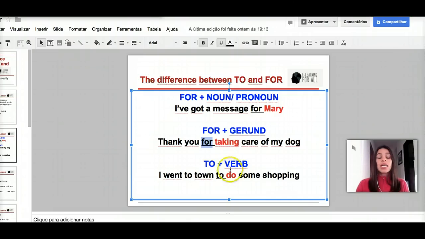And finally, when you have a verb in the infinitive, you're going to use the preposition to. Like this example here. I went to town to do some shopping. To and the verb in the infinitive, do. All right? So, nouns and pronouns: for. Gerund: for. Verb in the infinitive: to. Okay? All right, so let's see some examples to put that into practice, okay?